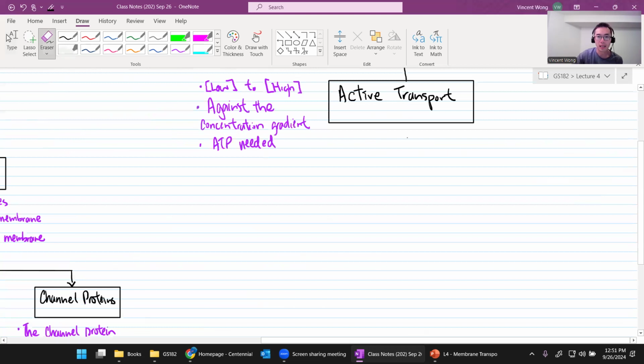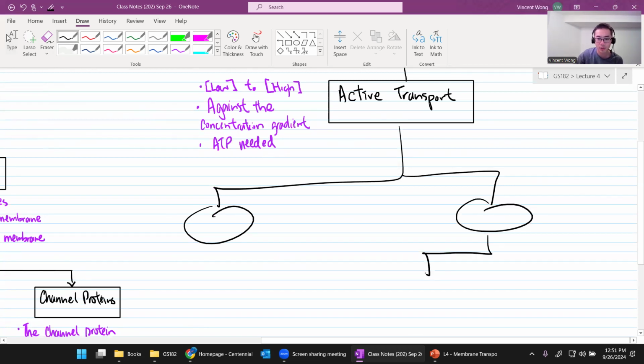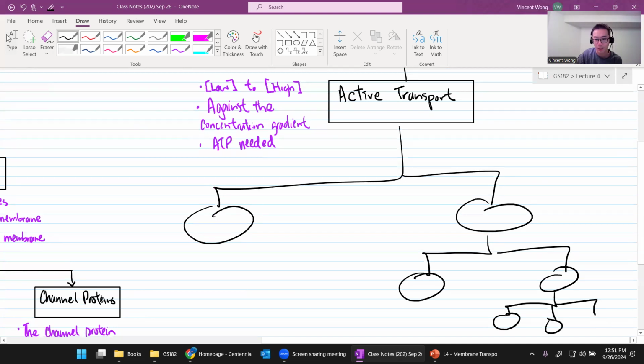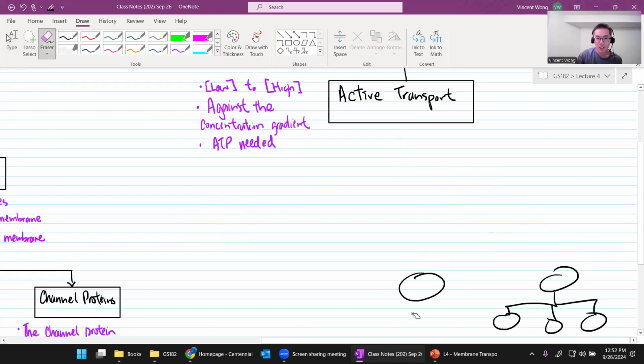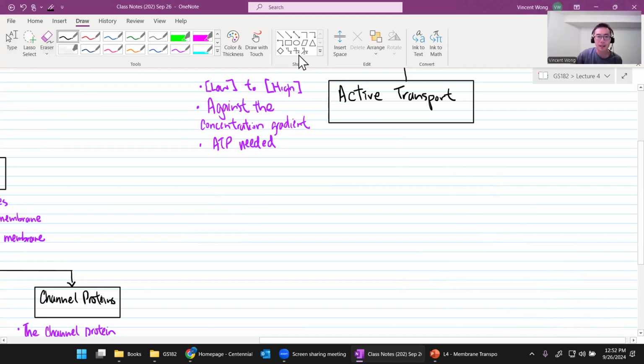All right. If you're planning for space, for active, we're gonna have one here. We're gonna have another one here, which separates into 1 and 2, and then this guy's gonna separate into 3. Just so you are planning ahead and you don't run out of space.